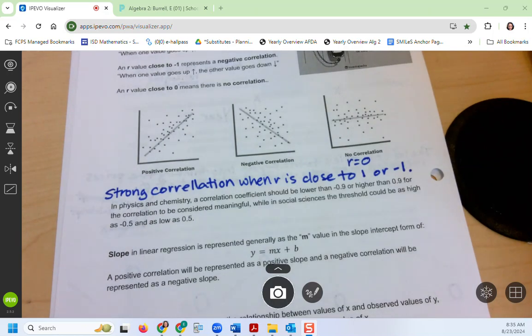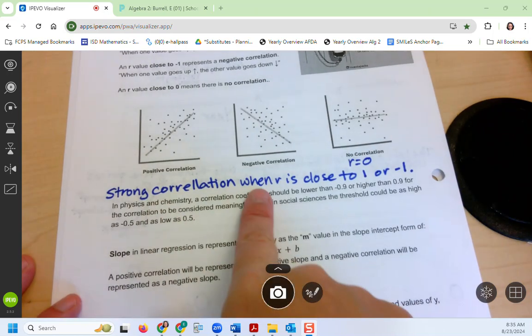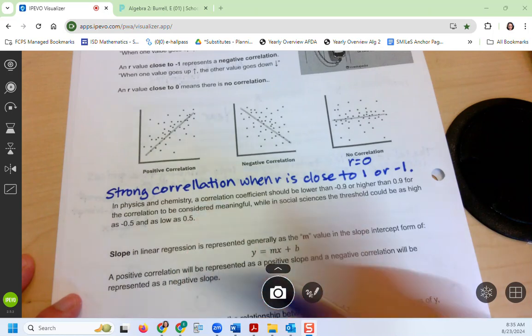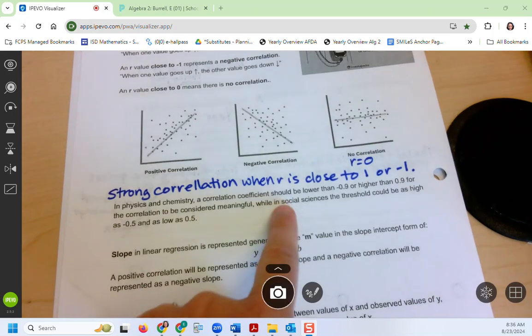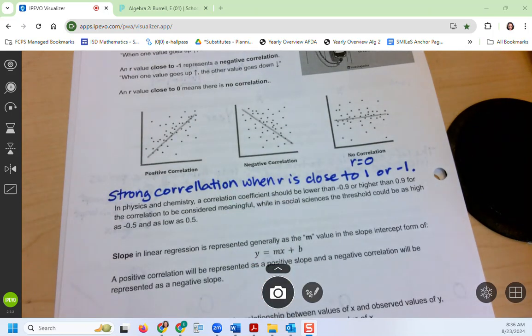And then the next paragraph is just talking about when the strength seems strong enough. So in physics and chemistry, the correlation should be between 0.9 and 1, or negative 0.9 and negative 1. But if we're talking about social sciences, often you can be at 0.5 and still find a relationship.